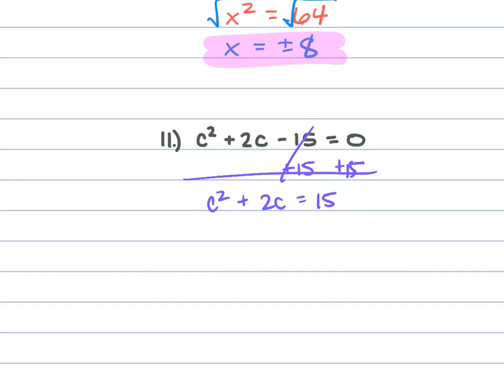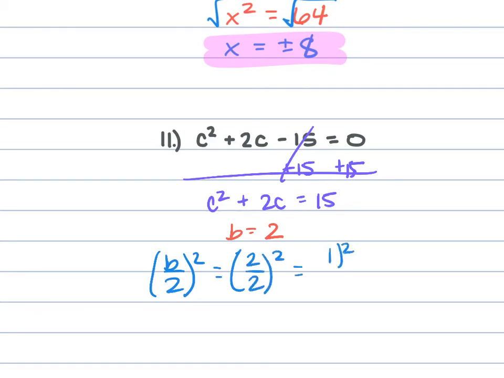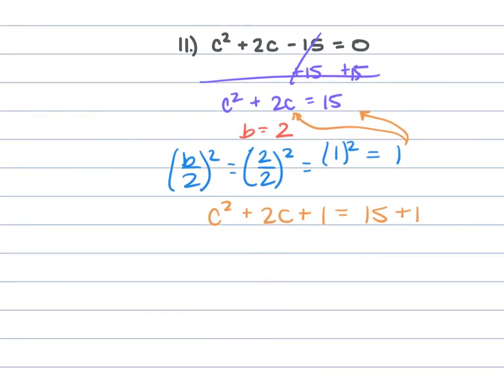In this case, it is 1, so we want to identify our b, which is 2. We're going to do (b over 2) squared. So that gives us (2 over 2) squared, which is 1 squared, and that's 1. So this 1 is going to be added to both sides of our equation to give us c squared plus 2c plus 1 is equal to 15 plus 1. We're going to factor the left side and add the right side. This is going to give us (c plus 1) squared is equal to 16.